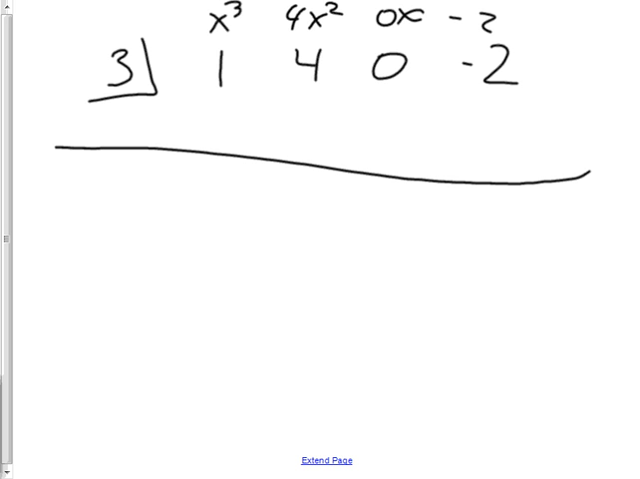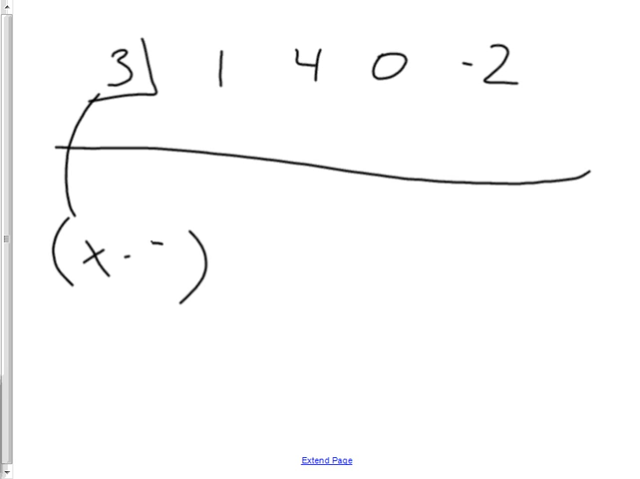Now, if 3 is the 0, also known as a factor or a root, or the solution, then what's the factor that's going to go with this when it's all done? X minus 3. That's important to get the distinction between. That's the root. That's the number that you put in and it makes the equation 0. And this is the factor.